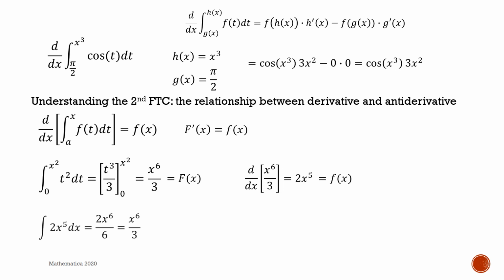Great. However, if I were to take the antiderivative of my function, I would end up with x to the sixth over 3, which of course is the antiderivative. Look at that, it's the same. And if I were to take the derivative of that, I would end up with 2x to the fifth. So you can see that there is a direct relationship between the derivative and the antiderivative. And that is really one of the reasons for the second fundamental theorem of calculus, to show that relationship. The second reason, you'll see in the next slides, it's about accumulation functions.